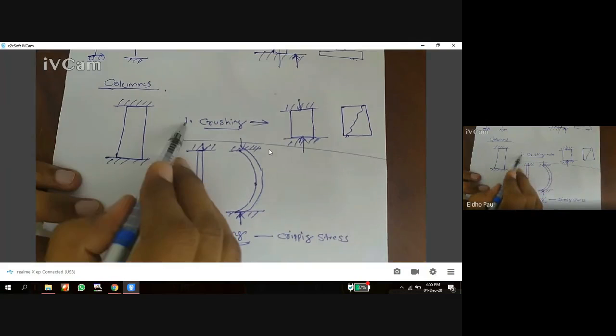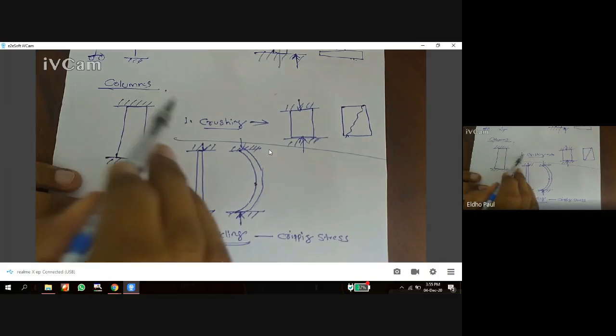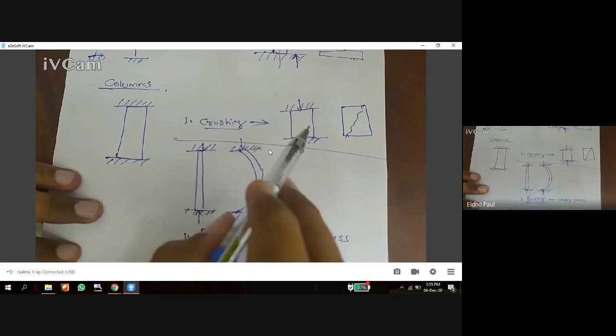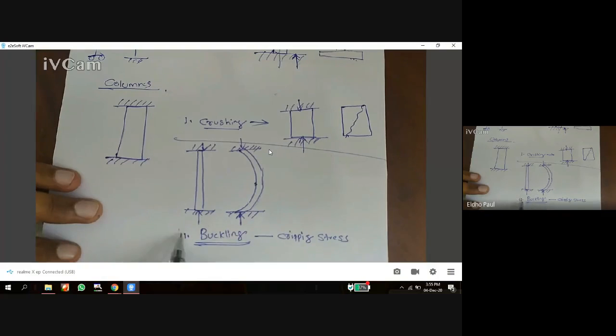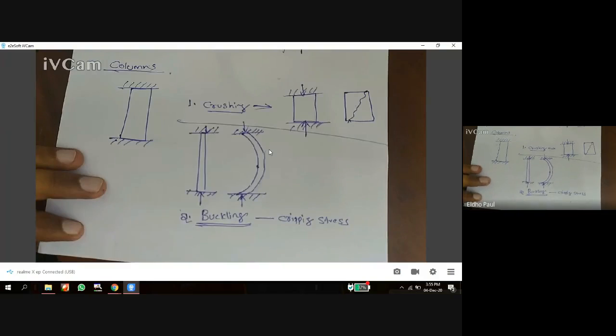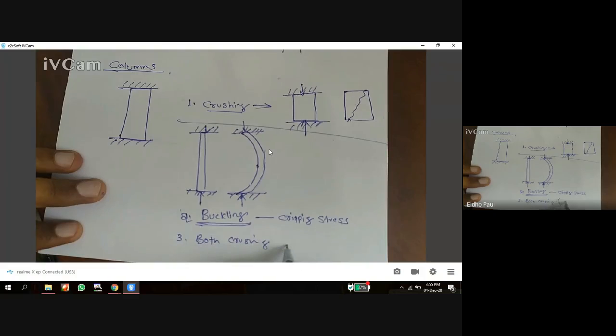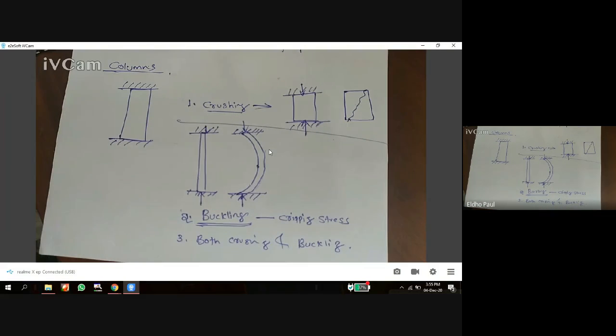So the first one is crushing failure, which occurs in a particular type of column. The second type of failure is buckling failure, and the third type is both crushing and buckling, a combined failure. So these are the three different possibilities for the failure of the column.